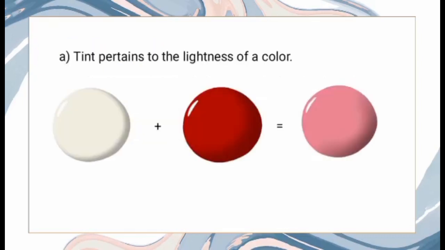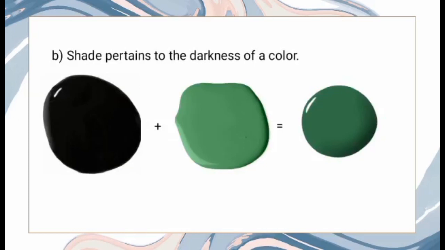When we add white to a color, we create what is known as a tint. Tints increase the lightness of a color, making it less intense and more delicate. For instance, if we add white to red, we get pink, a lighter, softer version of red. On the other hand, when we add black to a color, we create a shade. Shades increase the darkness of a color, making it deeper and more intense. For example, adding black to green results in a darker, more forest-like green.